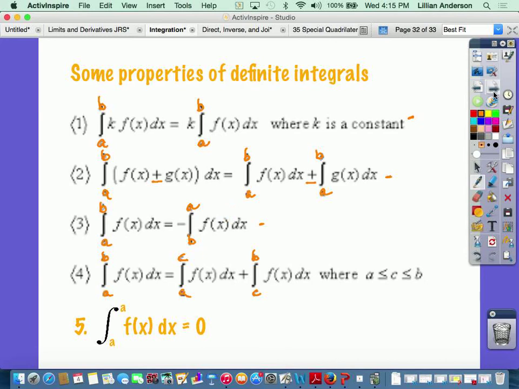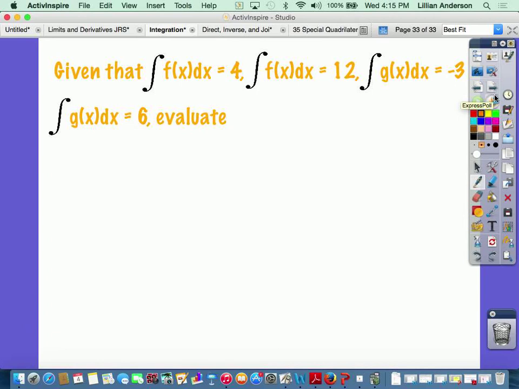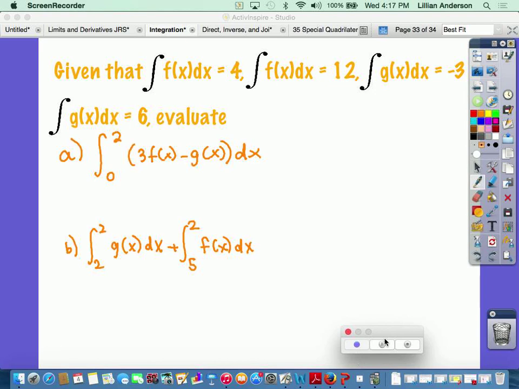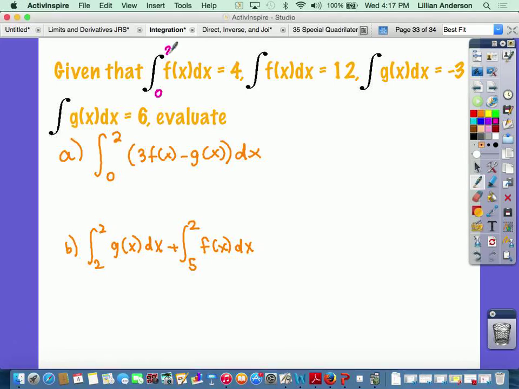So you need these few properties to try some problems like the ones on this page. I forgot to write them down, so I'm going to write these up real quick. For the first one, for these functions, it's asking you, given that the integral of f of x is 4. Oh, and I forgot my bounds. I just noticed that. So this has a bound from 0 to 2. This has a bound from 2 to 5. This one has a bound from 0 to 2. And this one has a bound from 0 to 4. So there are your bounds.